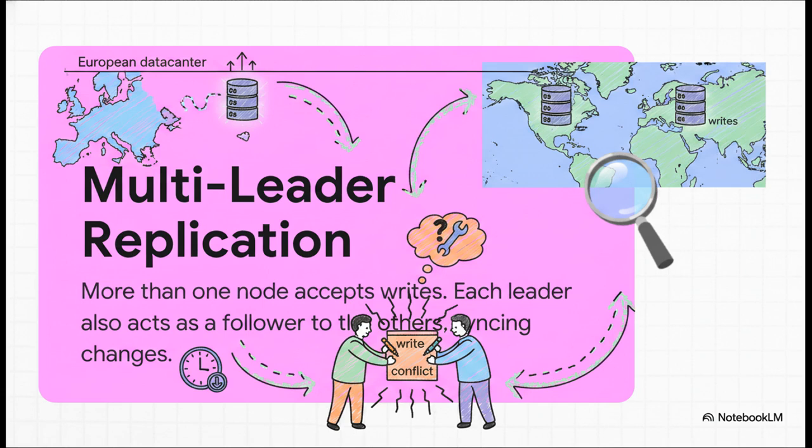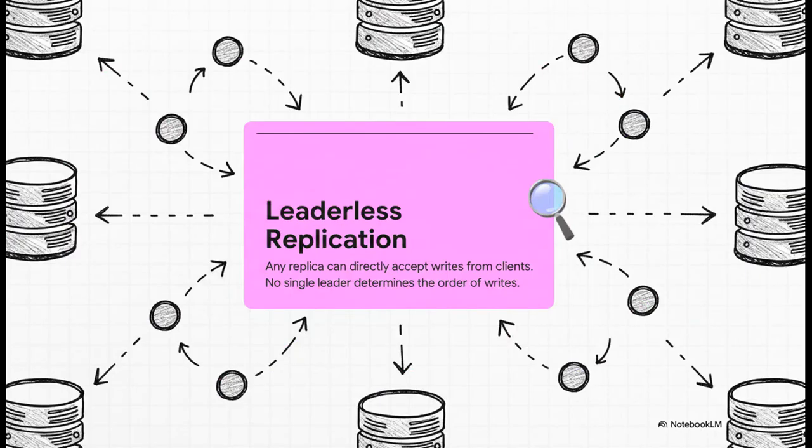This is also great for apps that have to work offline, but it introduces probably the hardest problem in all of distributed systems, write conflicts. What happens if two people edit the same document at the same time in two different places? You now have two valid, yet conflicting versions of the truth, and your system has to have a way to resolve that.